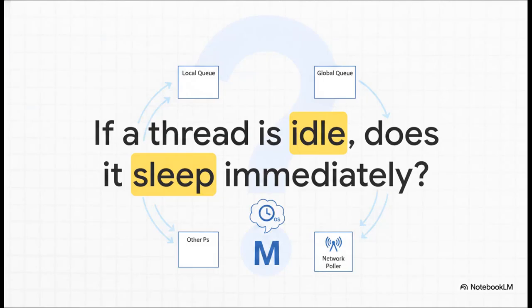But hold on, this brings up a really fascinating question about the thread itself. We know it checks everywhere, right? Its local queue, the global queue, the network poller, and even other processors for work stealing. But what if it checks all of those boxes and still finds 0 Go routines? Does it just instantly power down? Does it throw in the towel and yield back to the operating system right then and there?